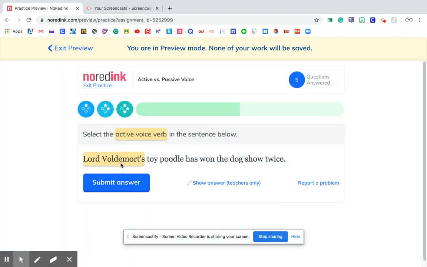Okay. Lord Voldemort's toy poodle has won the dog show twice. Okay, so again, we're having to select the active voice verb. Lord Voldemort's toy poodle, okay, that's the subject of the sentence. Has won the dog show twice. Has won is what Lord Voldemort's toy poodle is doing. That's the active voice verb.